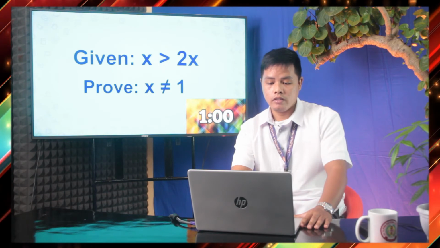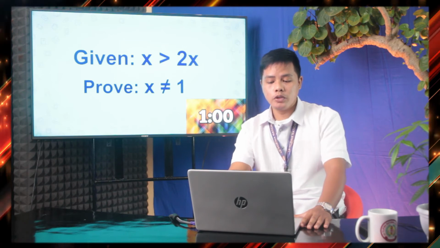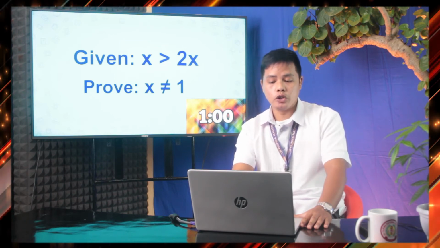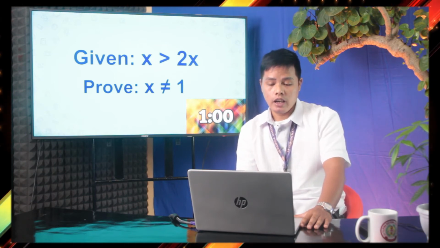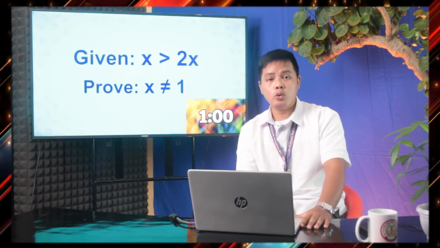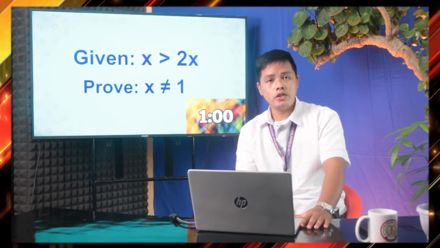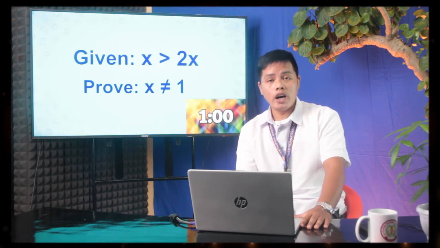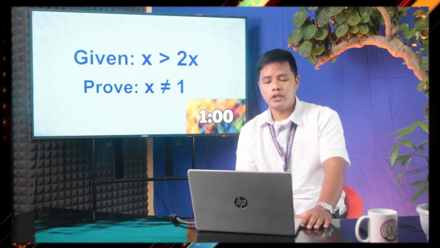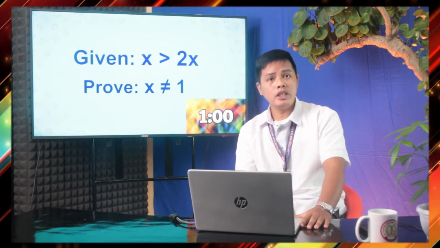Now, time is up. First thing to do in a paragraph form, we must temporarily assume that x is equal to 1. Followed by, we substitute 1 in place of x, and it becomes 1 is greater than 2 times 1. But this contradicts the given fact that x is greater than 2x, since the result becomes 1 greater than 2, and 1 is not greater than 2. Therefore, the temporary assumption that x is equal to 1 must be false.